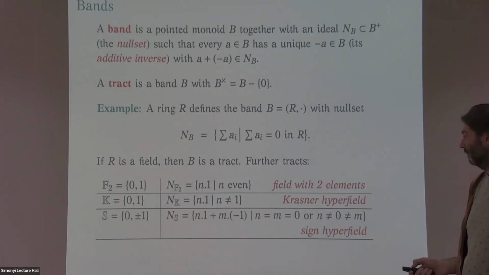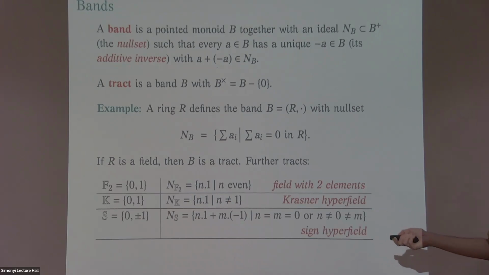For the sign hyperfield, we have to think about formal sums of positive reals and negative reals. And when can a sum be equal to 0? It can only be 0 if either the sum is completely empty or if there's a positive and a negative real appearing. And that's this outcome here.